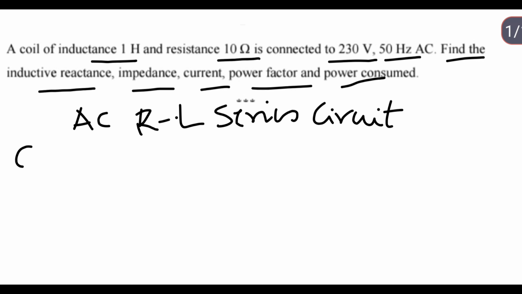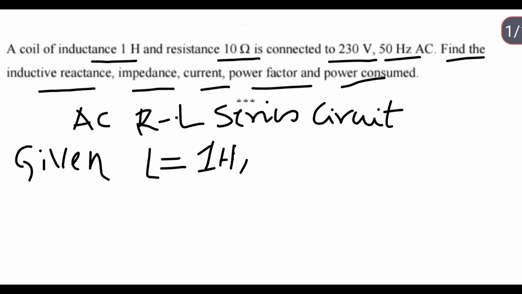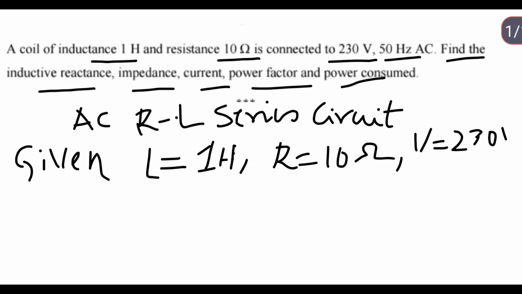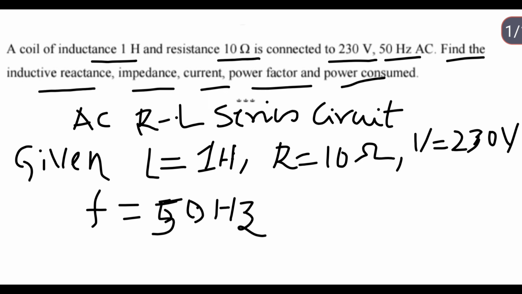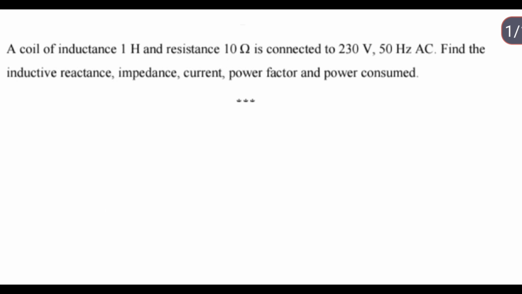Given data, we can write it here. L, the inductance, is given as 1 henry. R is given as 10 ohm. Voltage is given as 230 volt. Frequency F is 50 hertz. We need to find the inductive reactance and the rest.